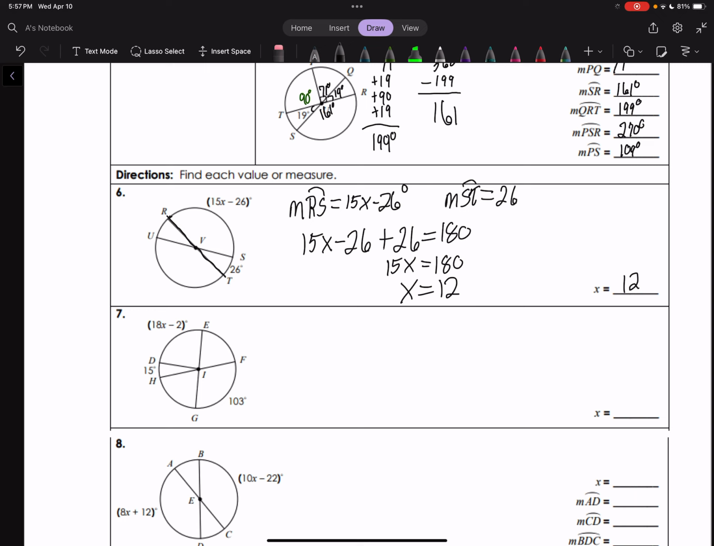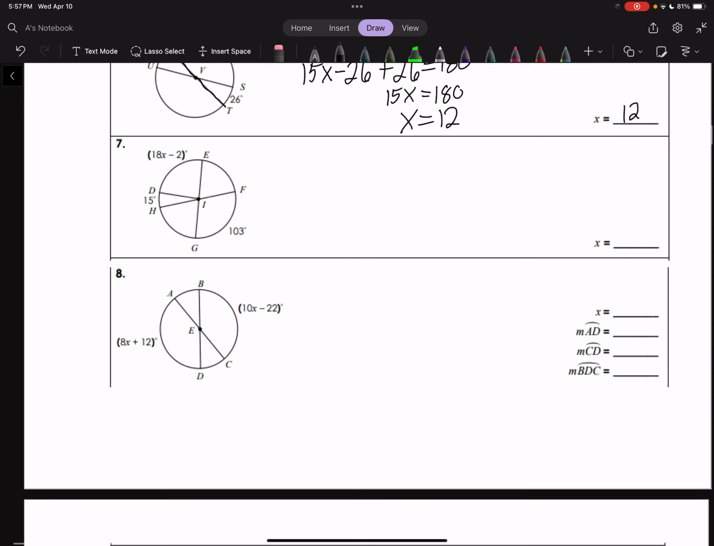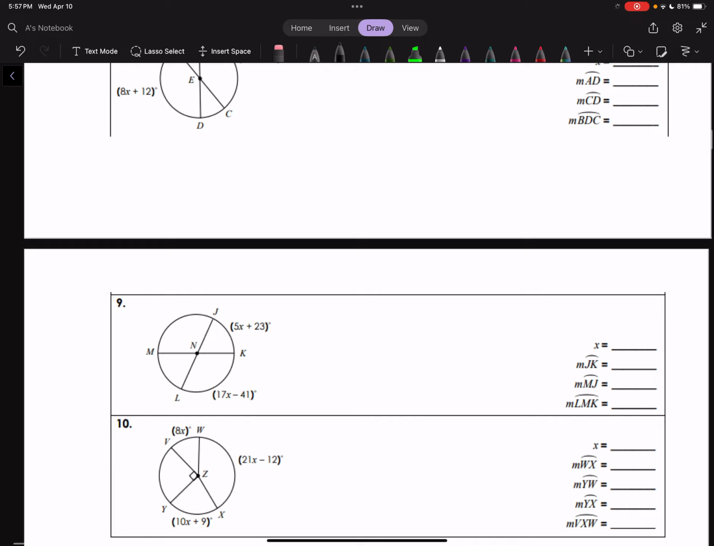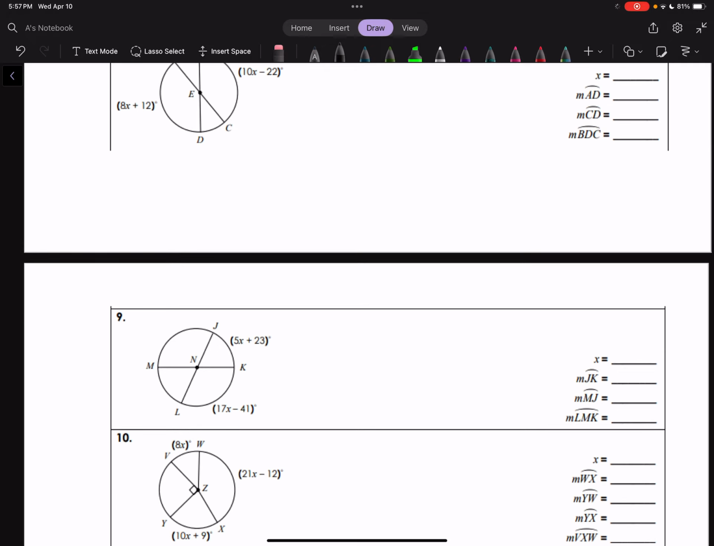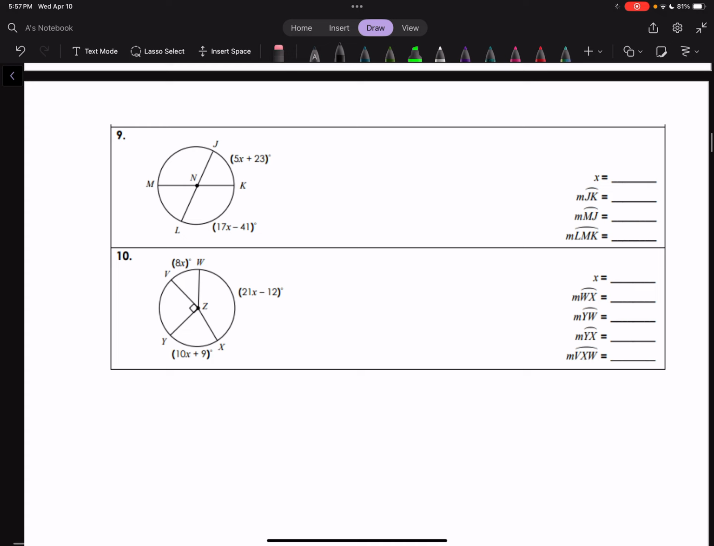Okay. I'm going to encourage you to try number 7. So pause it now, work on it, and now I'm going to give you the answer. I'm going to skip number 8 and 9 and let y'all work on those to try them out. And I'm going to do number 10. Okay, length of x.